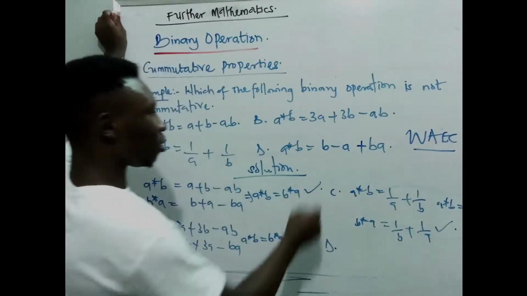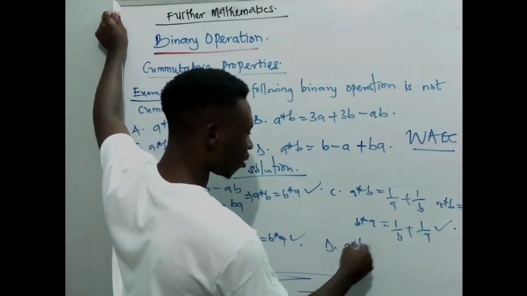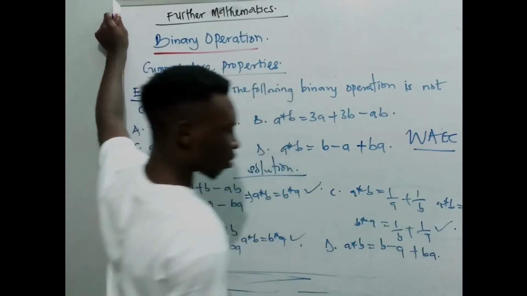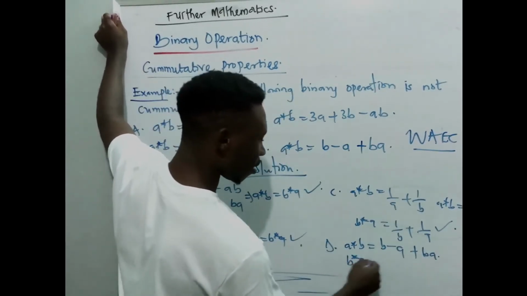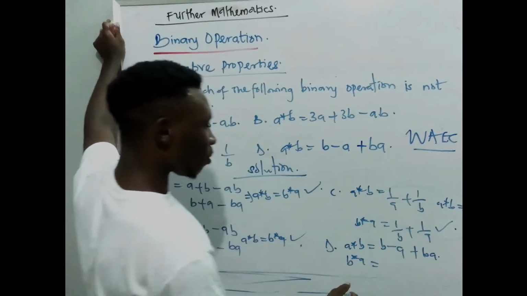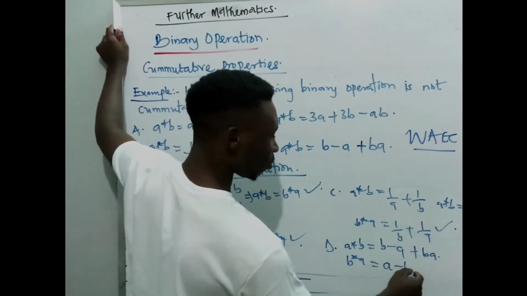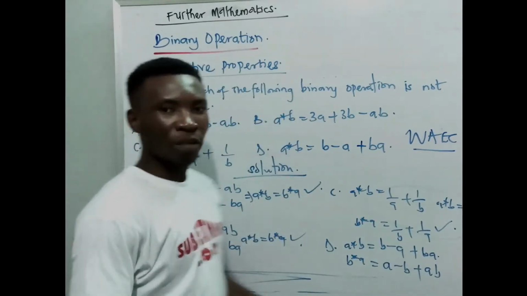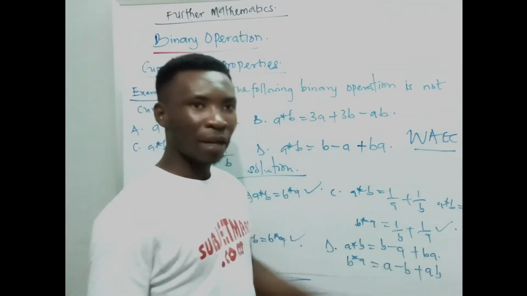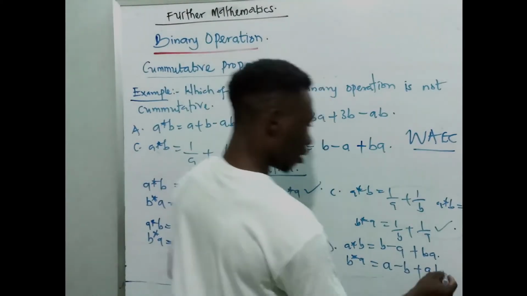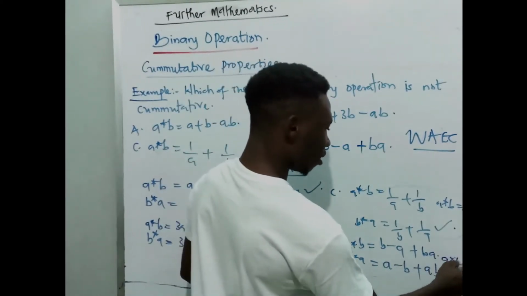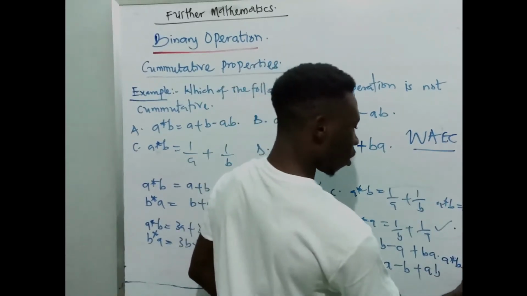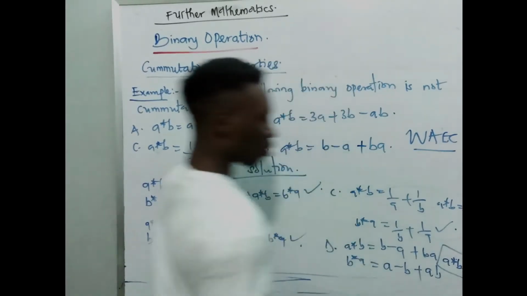What does the D say? The D says that A operation B is equal to B minus A plus BA. So B operation A is now equal to A minus B plus AB. Now, if you pay close attention, due to the positioning of your plus and minus, this is not commutative. A operation B is not equal to B operation A. Please pay close attention. It is not equal.